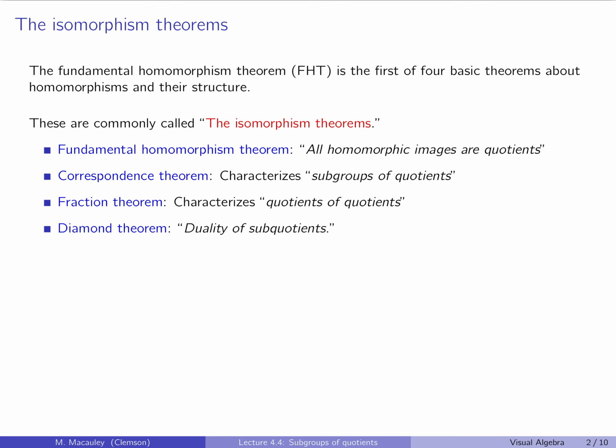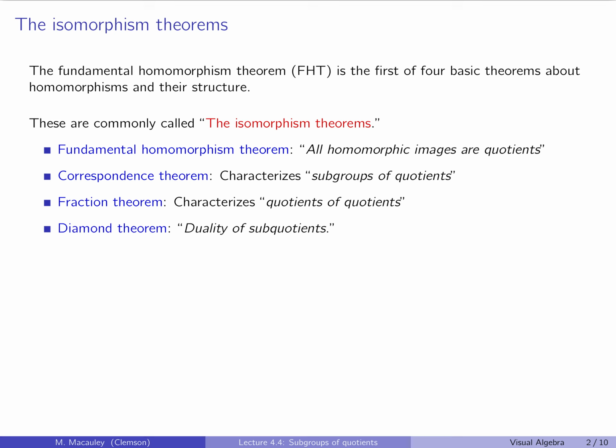And finally, our fourth isomorphism theorem, called the diamond theorem, talks about the structure of something called a subquotient. And I'm going to have to just tell you to wait 2 lectures until we get there. It really does build off these last two if we have a subgroup lattice point of view.